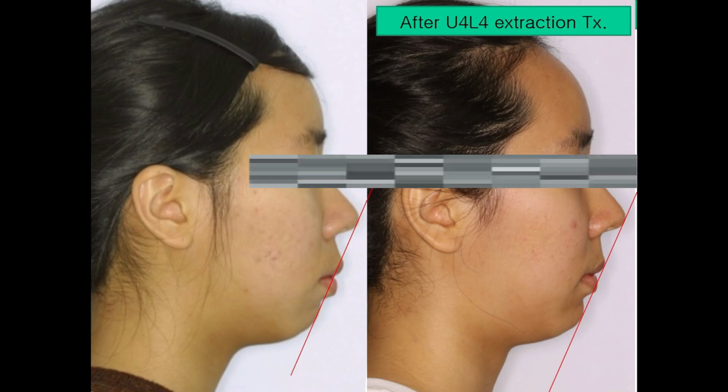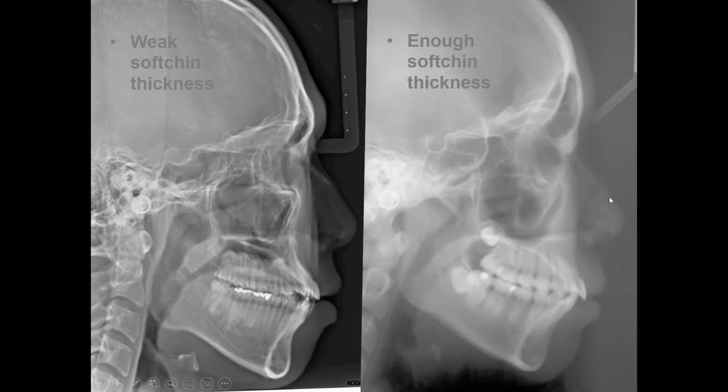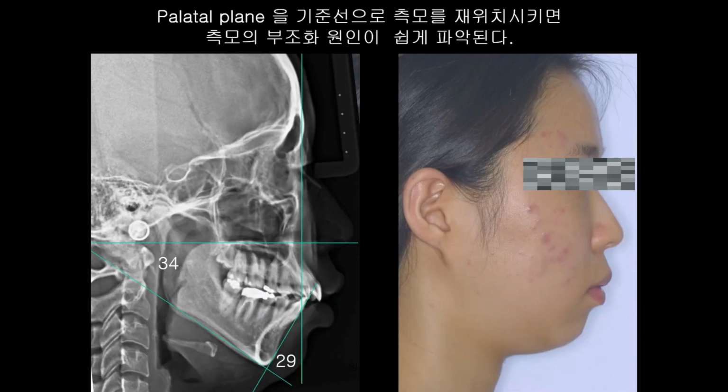So please check every face with angle and then thickness. Which one is better after orthodontic treatment? This one. Okay, more thick. Enough soft chin thickness is really important.